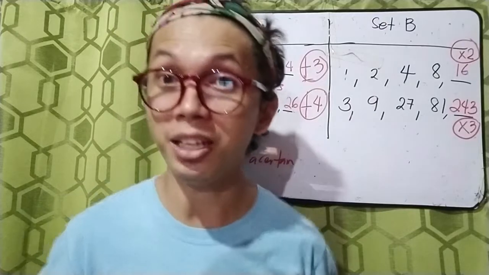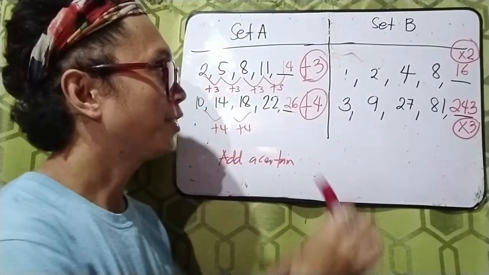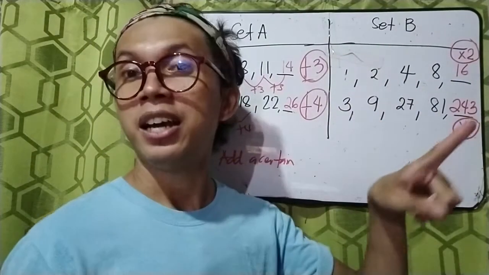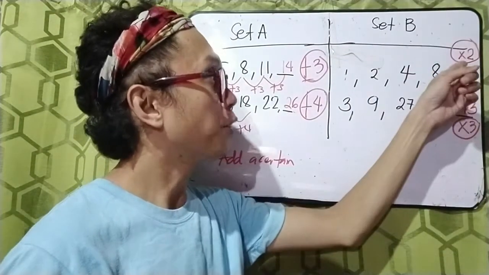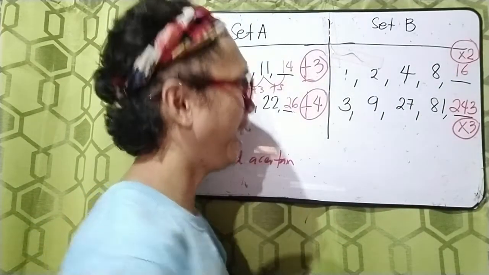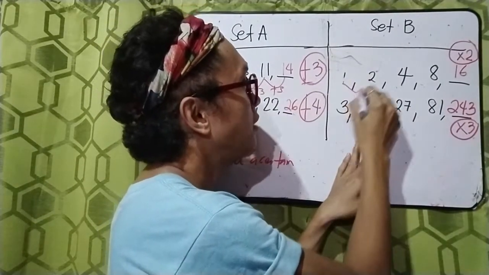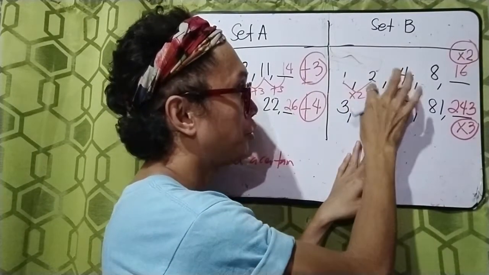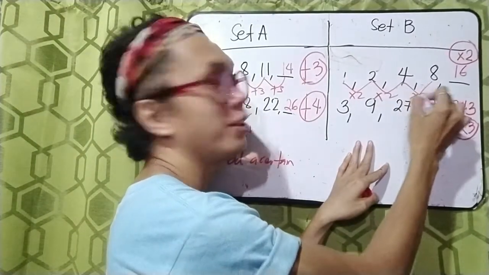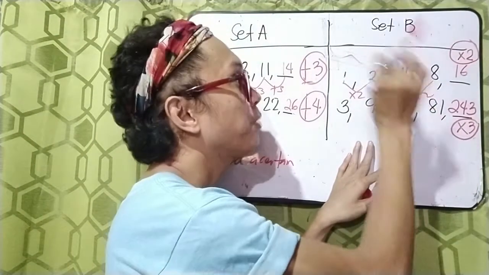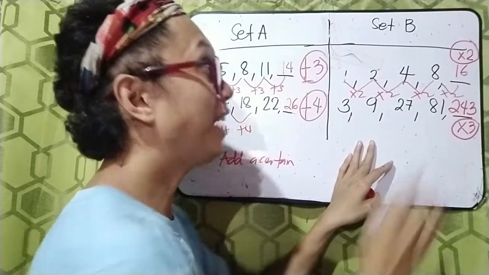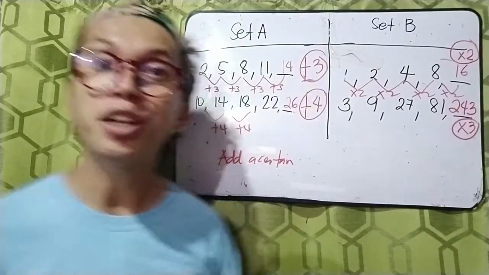So how about in set B? Okay, so we have here 1, 2, 4, 8, 16. And as I mentioned, the rule is by multiplying by 2. Why? Because 1 times 2 is equal to 2. 2 times 2 is equal to 4. 4 times 2 is equal to 8. And then 8 times 2 is equal to 16. So that's why the rule is times 2.